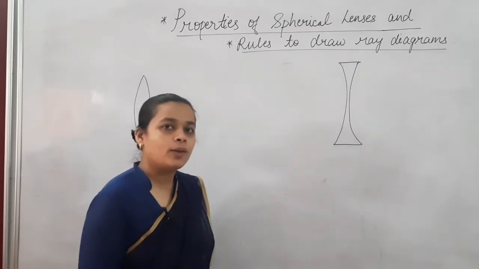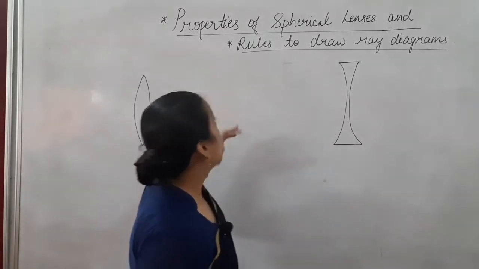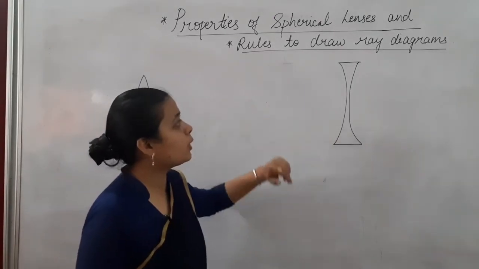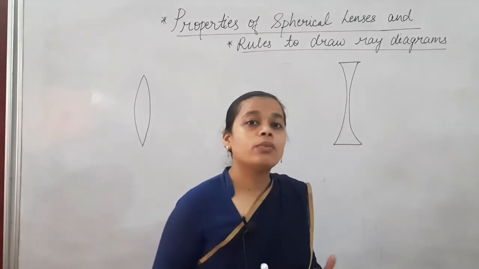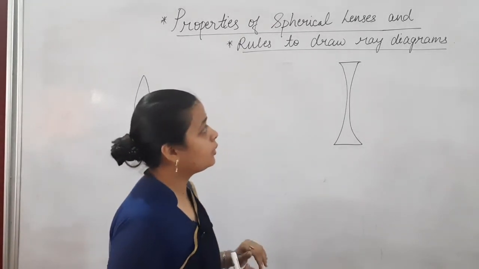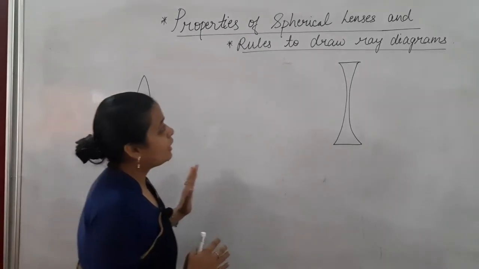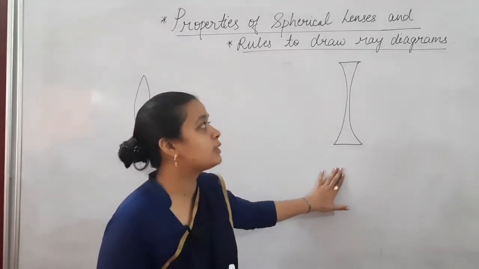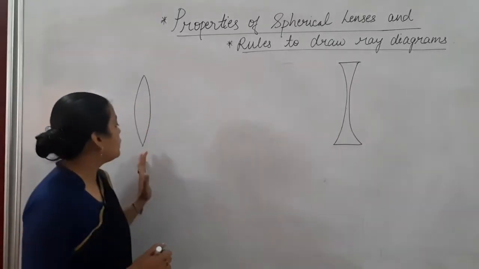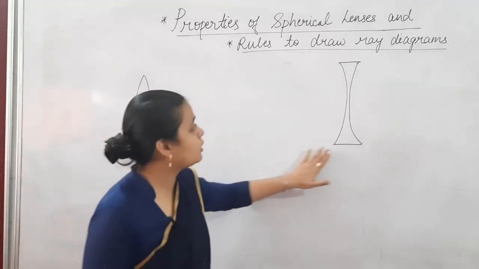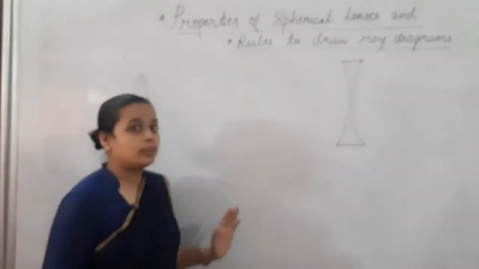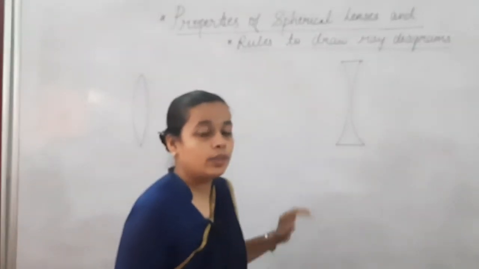So students, now let us discuss various properties of spherical lenses and rules to draw ray diagrams. As you have drawn various types of ray diagrams using spherical mirrors, similarly you need to draw various types of ray diagrams using these spherical lenses, that is convex lens and concave lens. I have already drawn one convex lens and one concave lens. Now one by one I will go through the properties of spherical lenses individually and various terms.